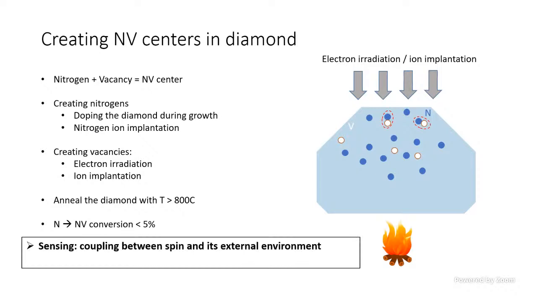So in this case, as I mentioned, what I am interested in is using these NV centers for sensing purposes, where you're thinking about coupling. How do you do sensing? You're coupling these spins to the external environment, to see how a change of the external environment, for example magnetic field, temperature, or electric field, starts to affect the spin property of your NV centers.